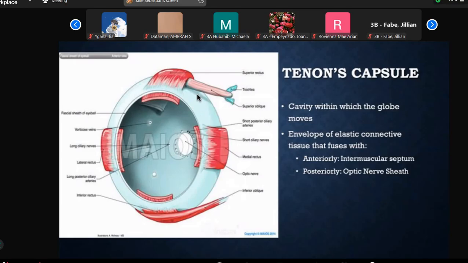So the Tenon's capsule is the cavity within which the globe moves. It is composed of compact collagen fibers with a few fibroblasts. So the collagen are types 1 and type 3.